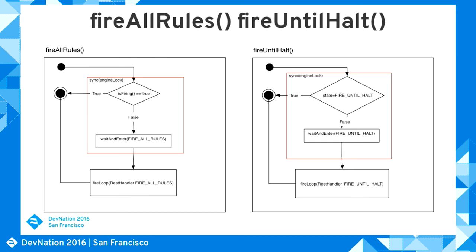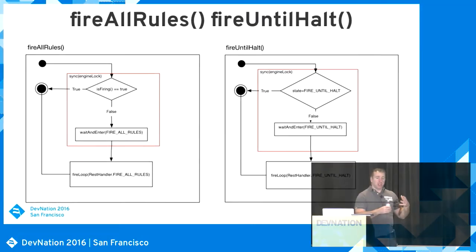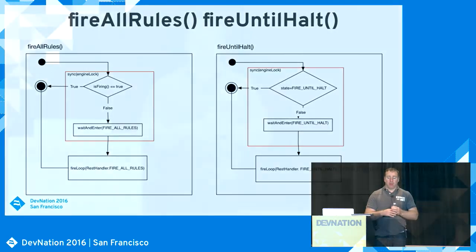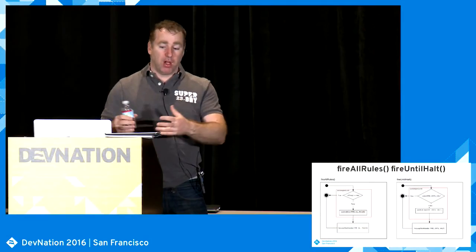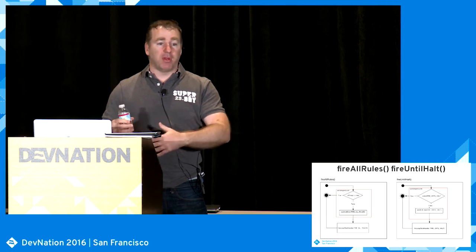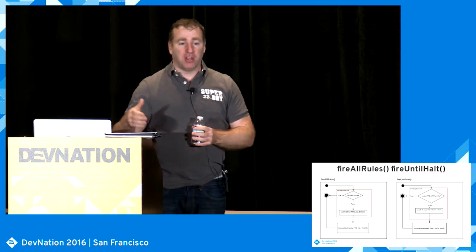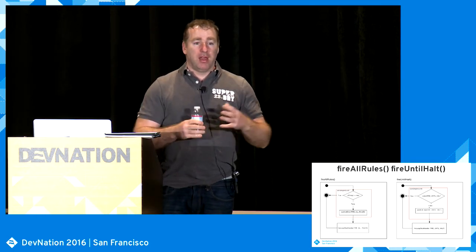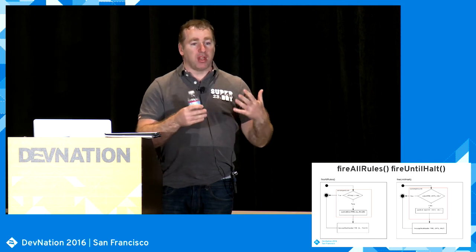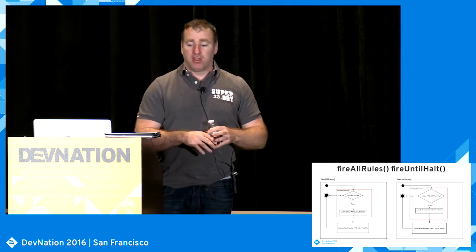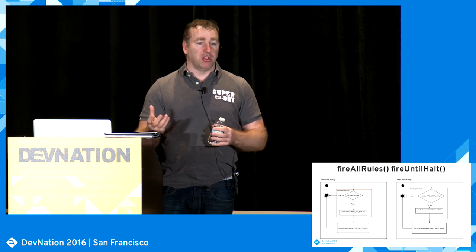The state machine we have internally, without going into too much detail, makes sure that's really efficient. If you're in fire until halt and a timer triggers, you don't want to stop the engine because that's going to cause performance problems. So the timer will submit the job and let the already running fire until halt take the job and continue with it. If the engine is in passive mode, and there's nothing going on, the state machine will allow the timer job to trigger the engine and cause evaluation.